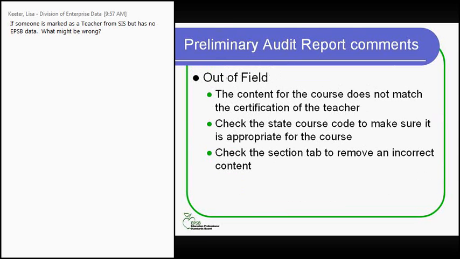Out of field indicates that the content for the course does not match the teacher's certification. You can check the state course code, make sure that is correct for the course. Again, the state course code really actually needs to be based on what the course is, not what the teacher certification is. So if the course code's correct, we might have another issue here. You can check the section tab to see if there's any incorrect content there.